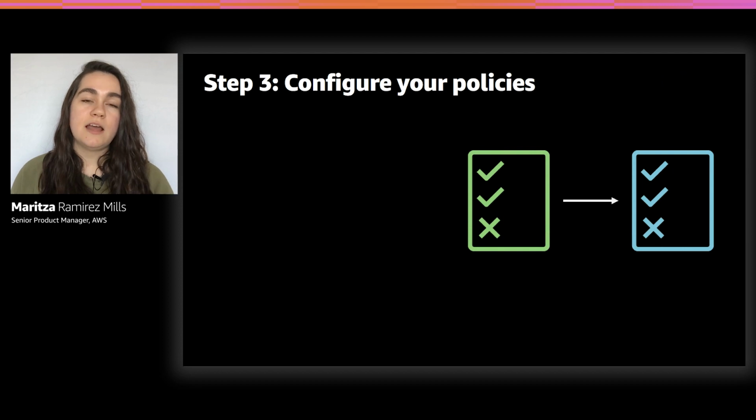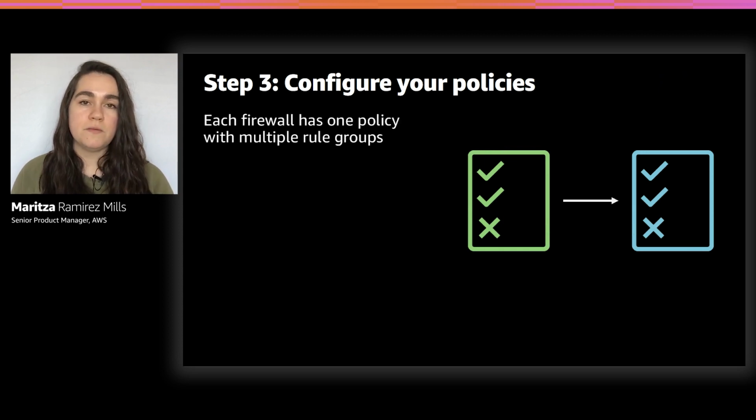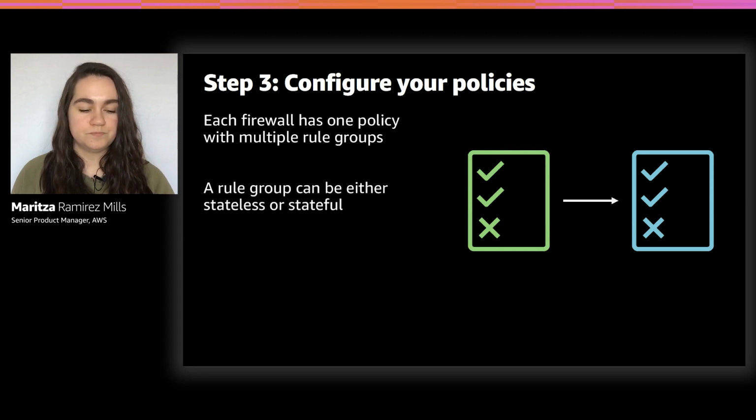So once you've figured out where you want to deploy your firewall and how you're deploying it, you're going to want to create security policies to actually inspect your traffic. When you deploy a firewall, you get something called a firewall policy, which consists of one or more rule groups. And rule groups themselves are just logical separations of individual rules.